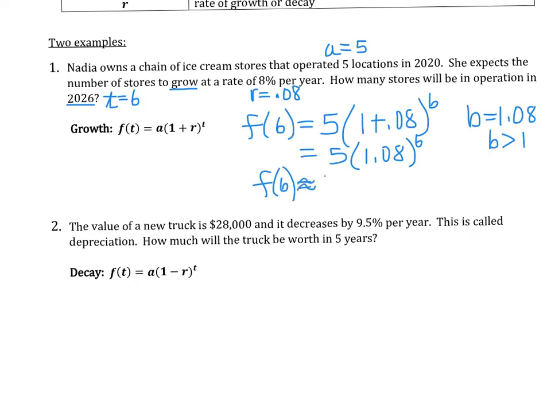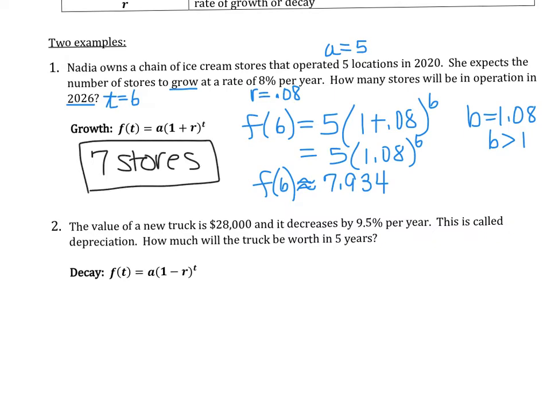So your function, or the number of stores at time equals 6, is going to be approximately 7.934. Well, you can't have 7.934. So in 2026, you're going to have 7 stores. Almost 8, but 7 operating stores.